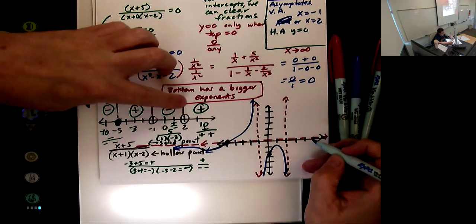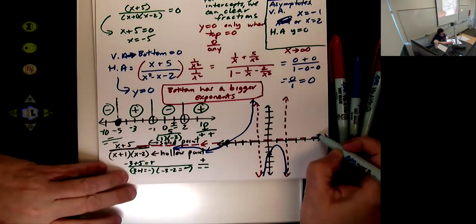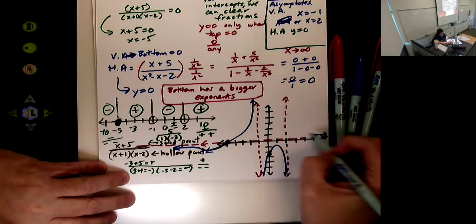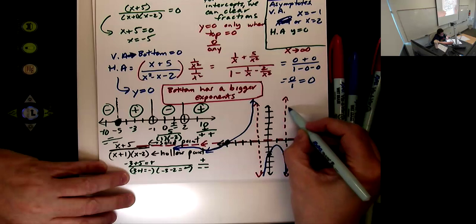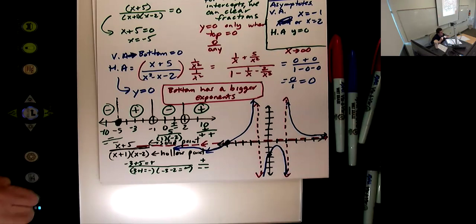And my last region is positive. I know as it goes to infinity, it's got to be getting near that horizontal asymptote. And since it's above 0, as it gets near here, it's got to be going along that asymptote. So it's doing something like that.